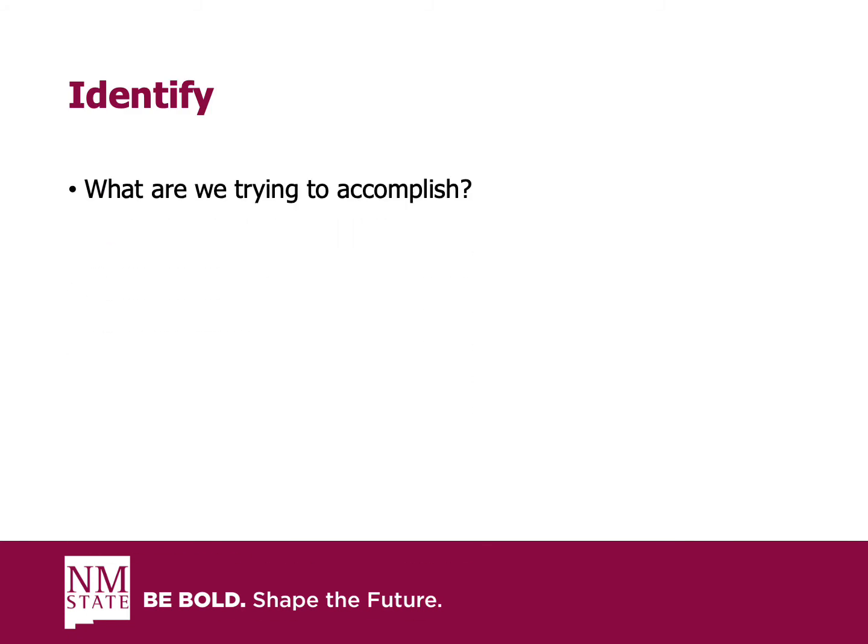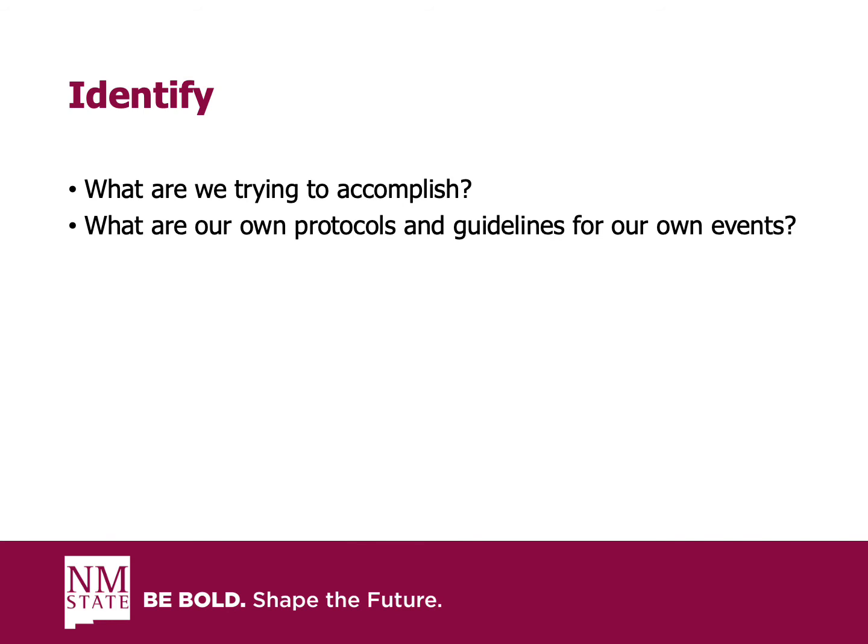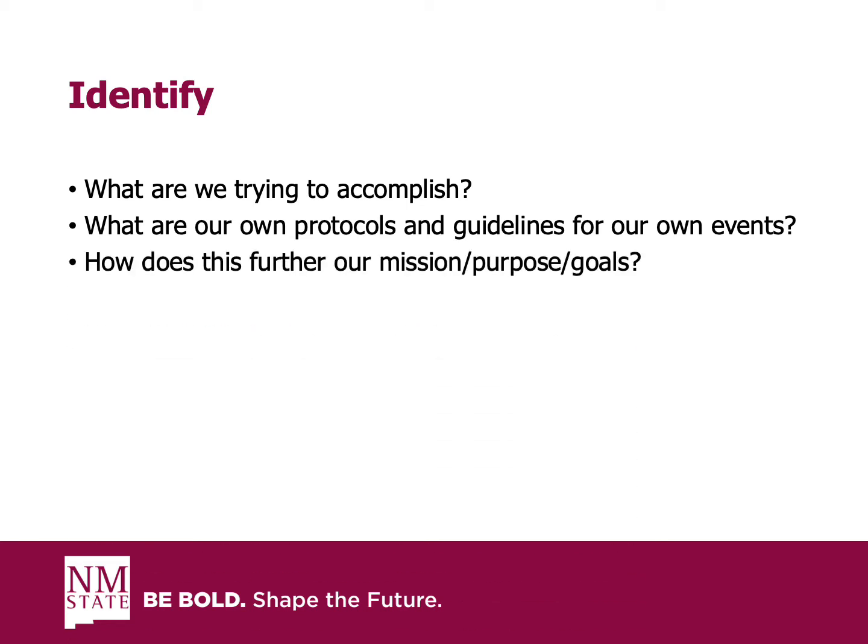Identify. The first step in the risk management process is to identify what you are trying to accomplish at an event or activity. What are the organization's own protocols and guidelines for their own events? How does this event fit with the organization's guiding documents or organizational process? Considering this is critical because it reinforces your responsibility and the opportunity for responsibility in managing risks and planning your own events. Does this event or activity further your mission, purpose, or goals? If not, how can it be adapted to meet these goals?